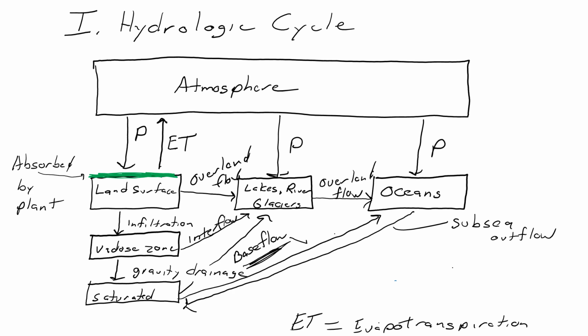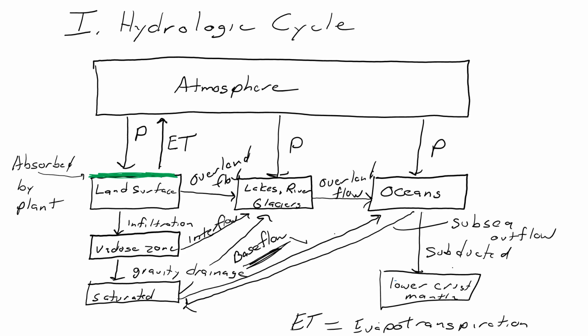Okay, just to sort of finish this up. So if you have ocean water, it can soak under a land surface. It can also soak into the seafloor. Ultimately, what happens to the seafloor on Earth if you give it millions and millions of years? Subduction. So some of this water can be subducted. And where it ends up is the lower crust and mantle.